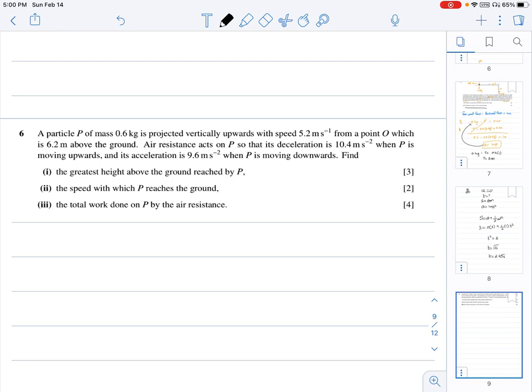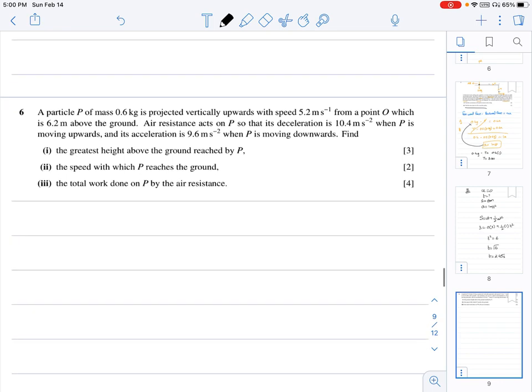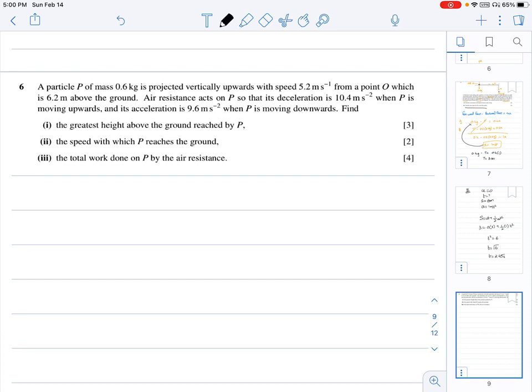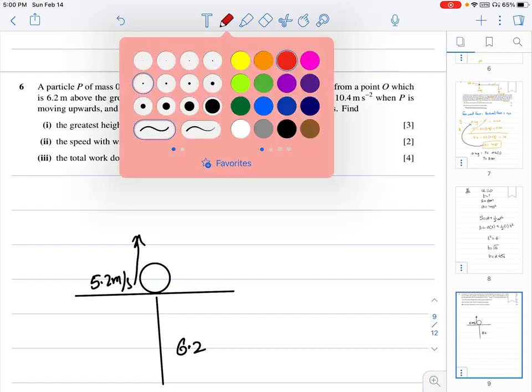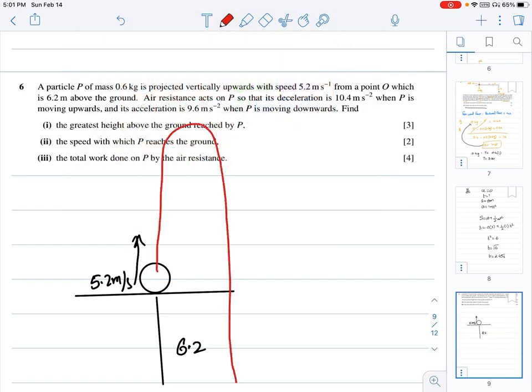Question number 6. A particle P of mass is projected vertically upwards with a speed of 5.2 meters per second from a point which is 6.2 meters above the ground. So, diagram, 6.2 meters. From here, I am throwing a particle upwards with 5.2 meters per second. So obviously it goes up, comes down and falls down.